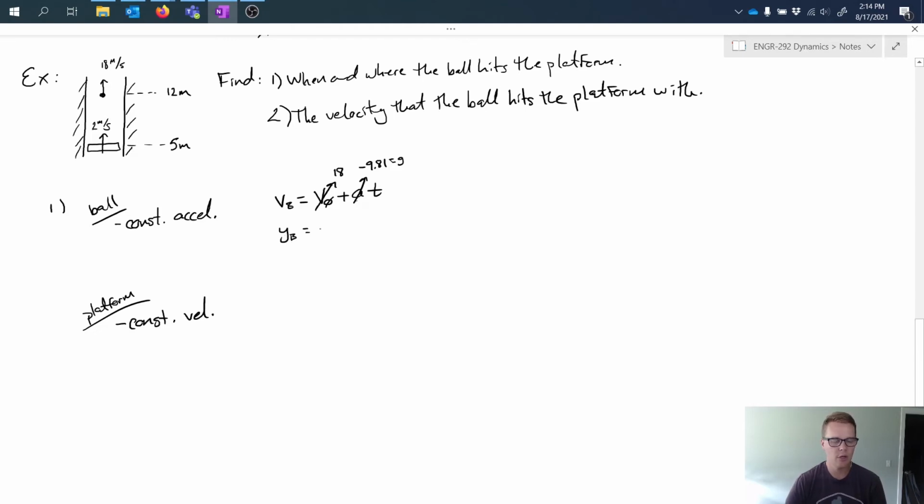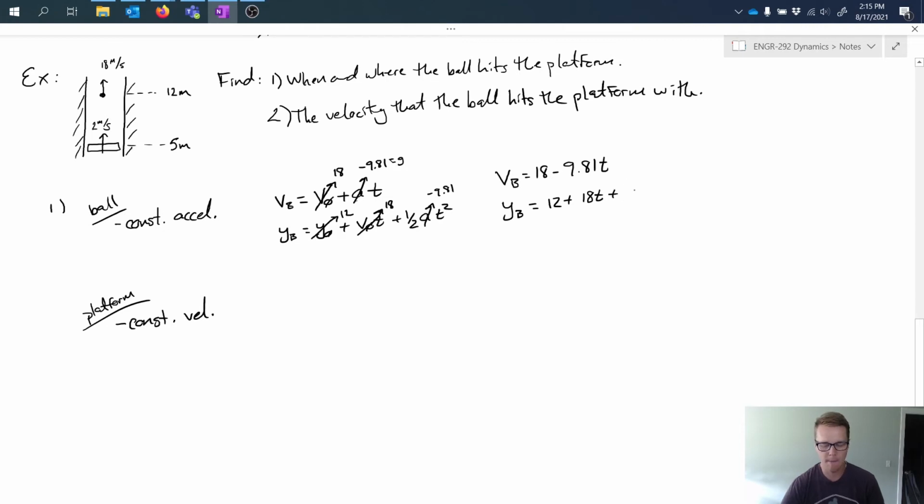Next, we have the position equation, which is of the form y naught plus v naught t plus 1/2 at squared. And we have some things that are the same. We still know v naught, which is 18. We still know acceleration. And we know the initial position of the ball, which is 12. Great, so putting these numbers in, we end up with v_b equals 18 minus 9.81t, and y_b equals 12 plus 18t plus, I'll write that instead as minus 4.9t squared. And that's what we know about the ball.